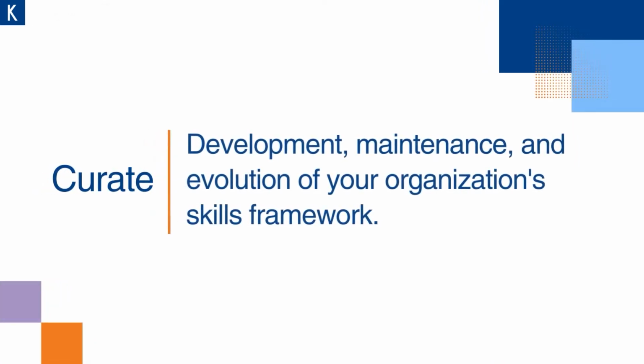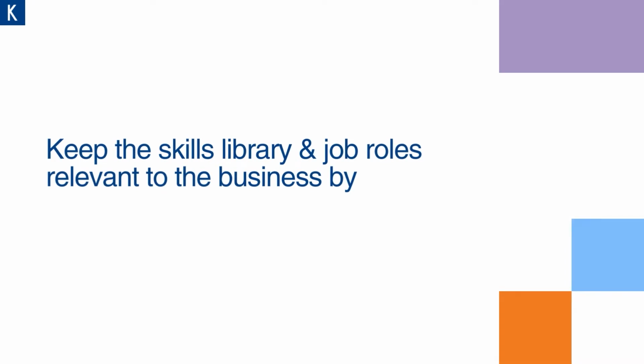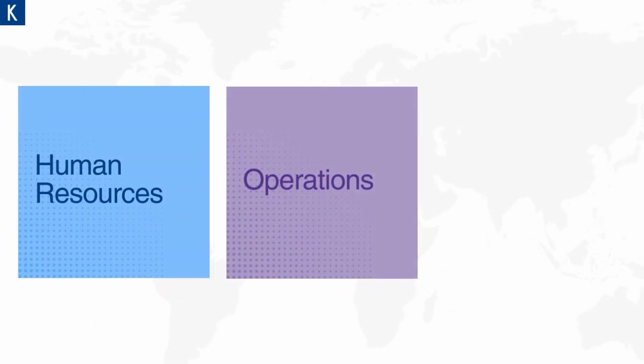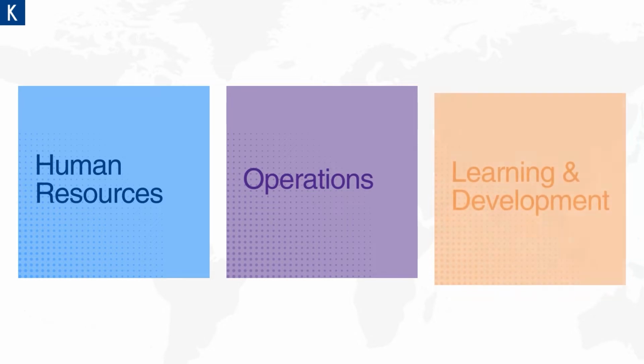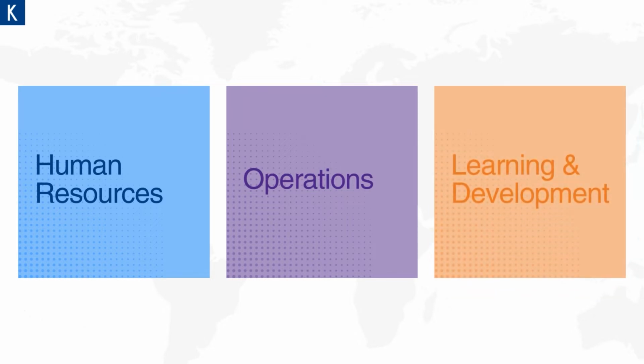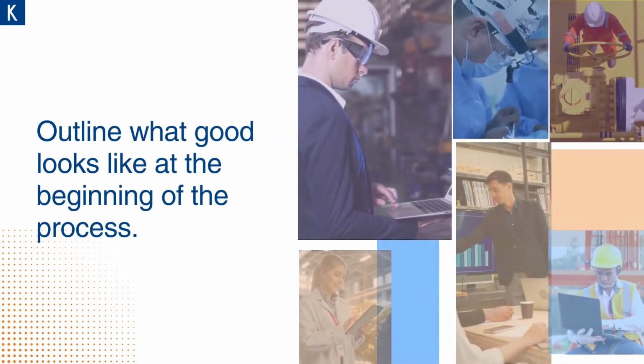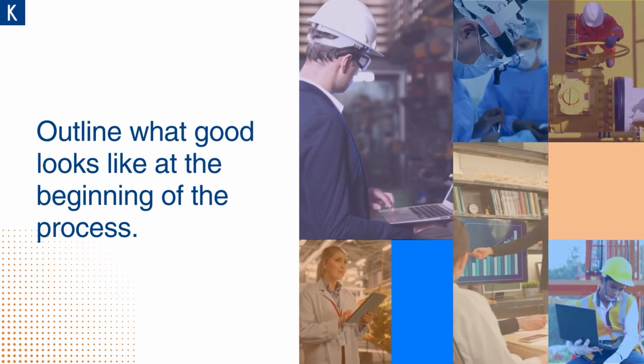Curation is the development, maintenance, and evolution of your organization's skills framework. This is what makes sure the skills library and job roles are relevant to the business, and involves reviewing, adding, or archiving content periodically to keep the framework up to date. Often, there are multiple individuals from across the organization owning these responsibilities. To ensure everyone is on the same page when gathering information, outline what good looks like at the beginning of the process so the data collected is useful to your teams.